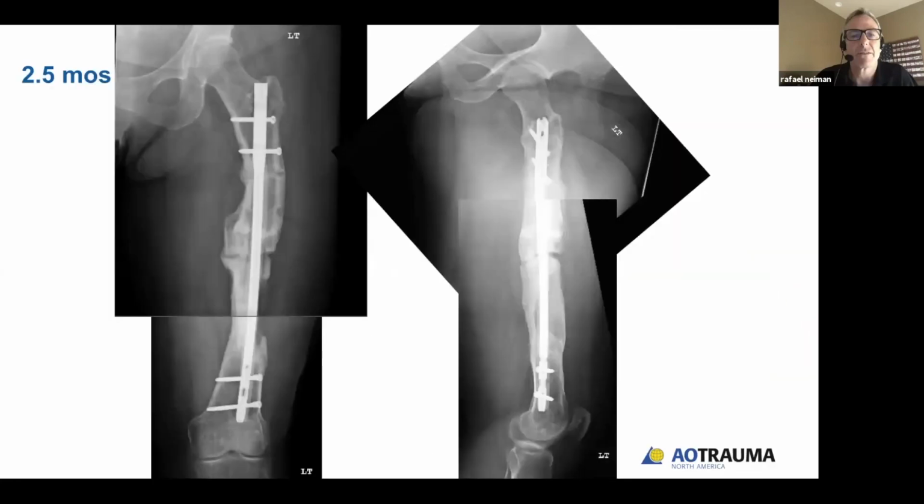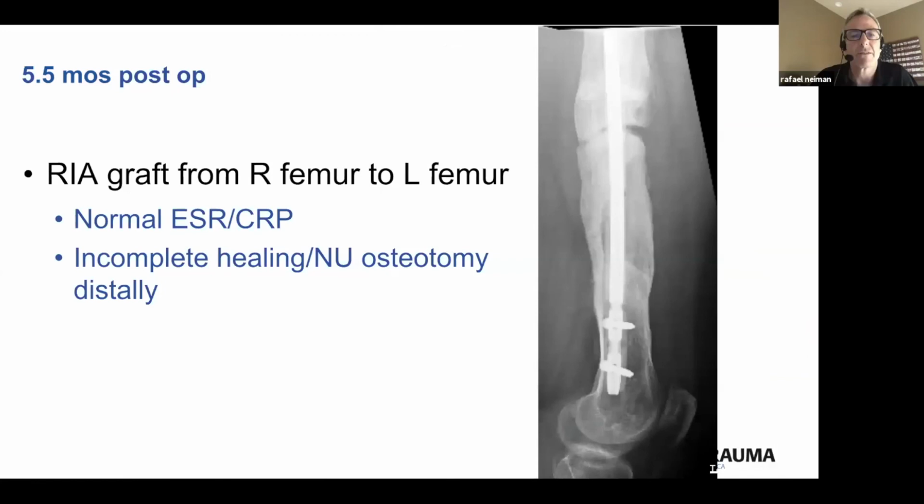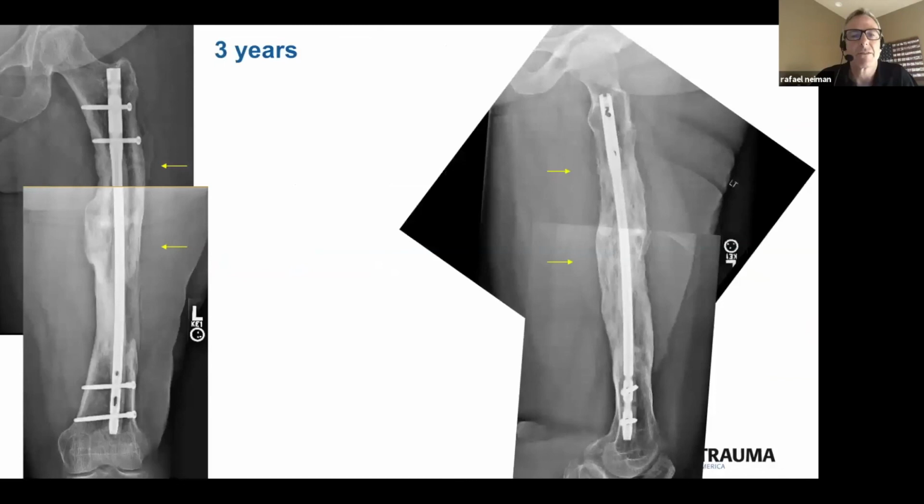So here she is at 2 months. At 5.5 months, she still has a persistent fracture gap or osteotomy gap. So I went ahead and bone grafted her, and then here she is at 3 years. She's been infection-free, and now she wants her leg longer.